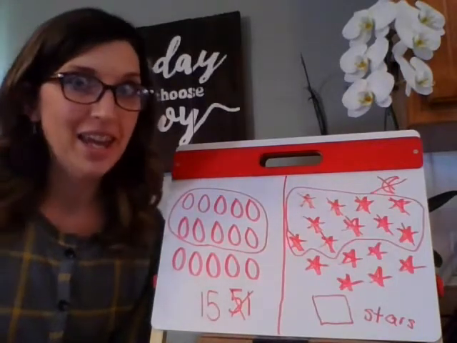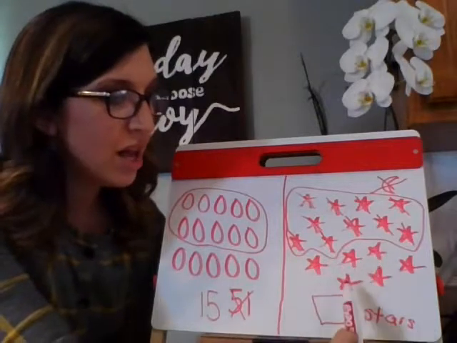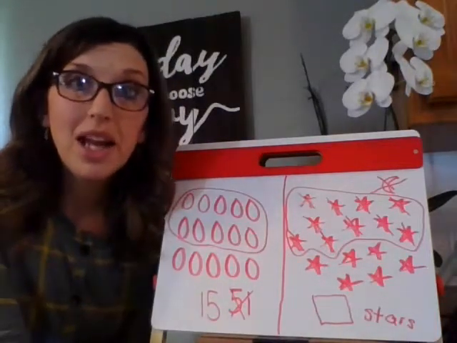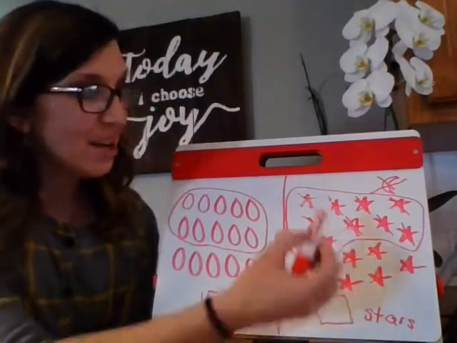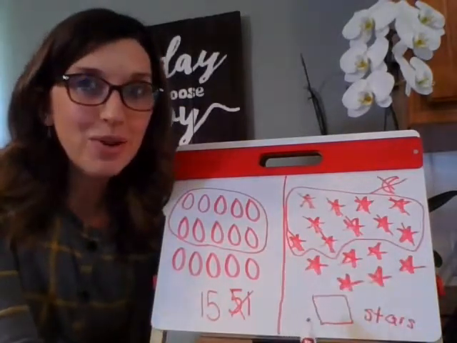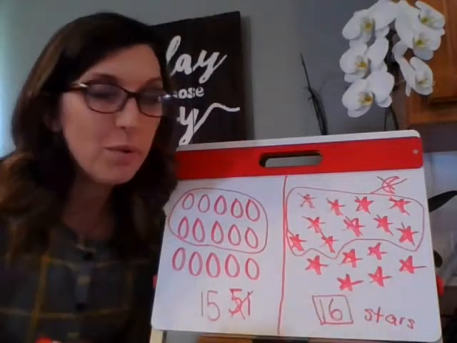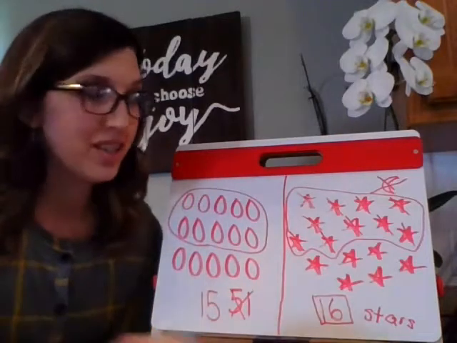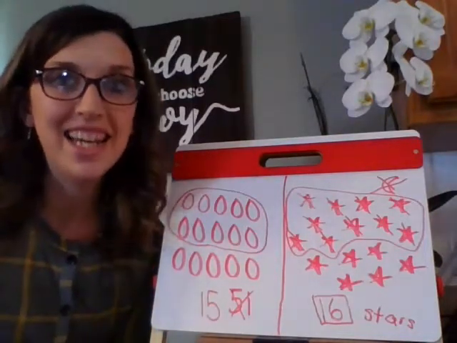Here's what I think about this math story. There are 3 stars plus 3 more stars. We know that 3 plus 3 equals 6. Then 10 plus 6 more equals 16. Remember, when you're writing your teen numbers, the 1 comes first. 10 plus 6 more is 16.